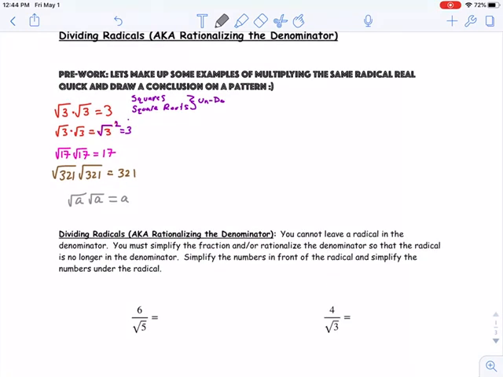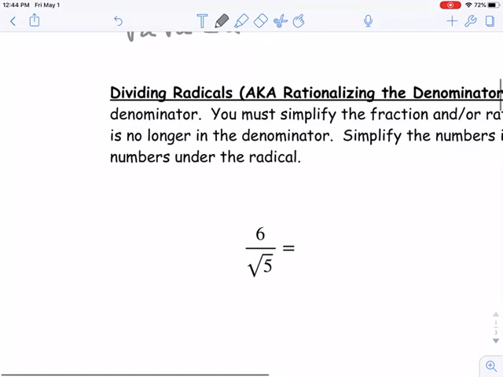Let's read this. Dividing radicals, aka rationalizing the denominator. You cannot leave a radical in the denominator. You must simplify the fraction and/or rationalize the denominator so that the radical is no longer in the denominator. Simplify the numbers in front of the radical and simplify the numbers under the radical. Easy enough, right? Well, not really. It's a little confusing. It's a little awkward at first, but this is it. Let's work through an example.